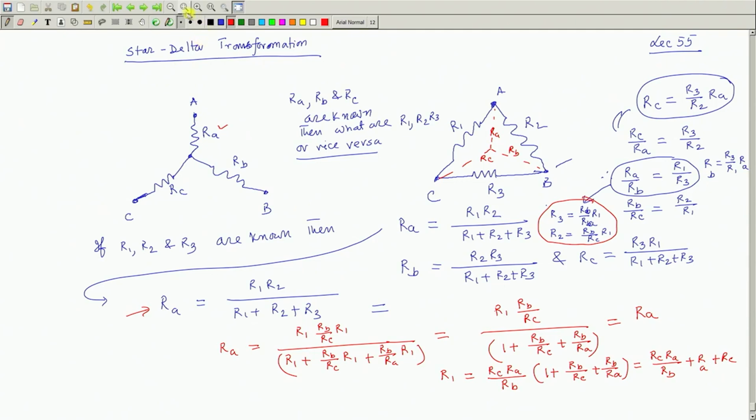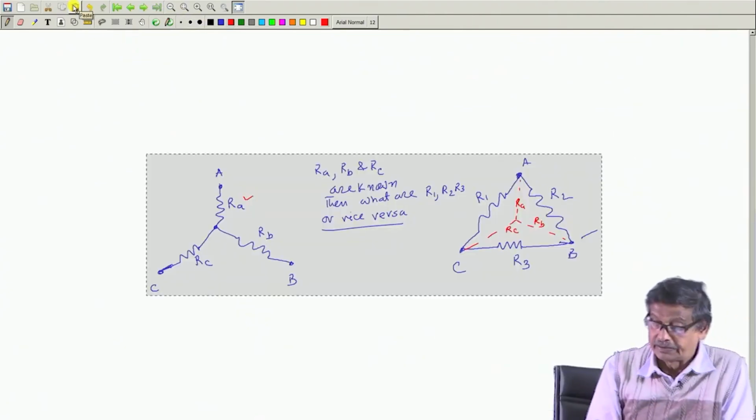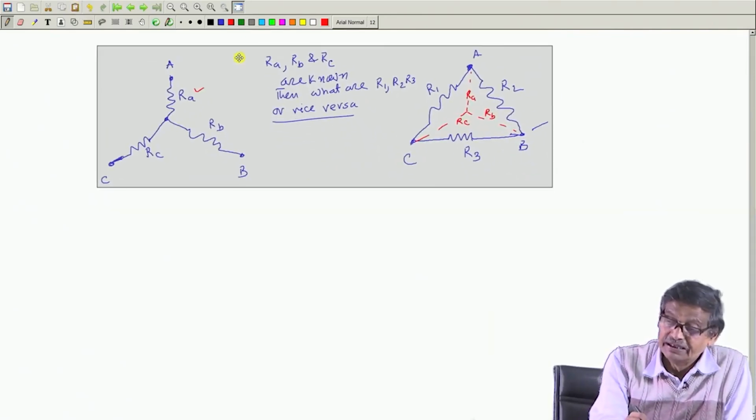Therefore, is the paste still there? It is still there. So, finally, this is the thing.